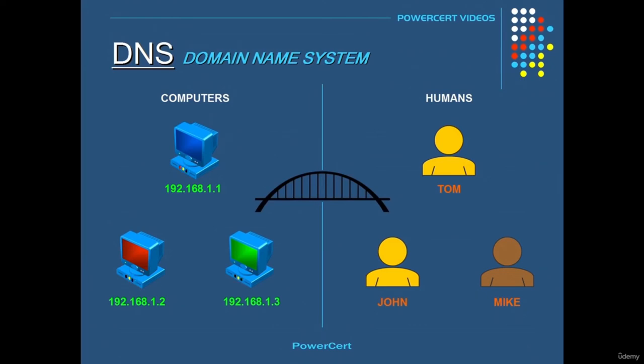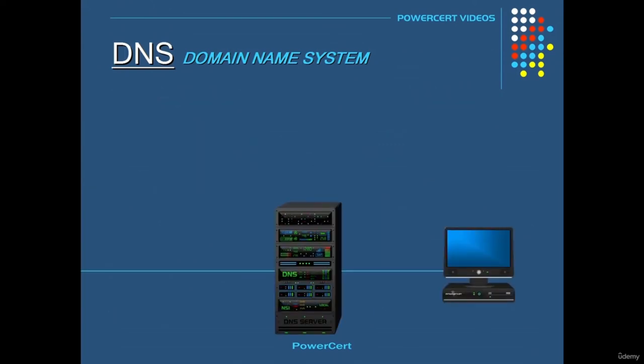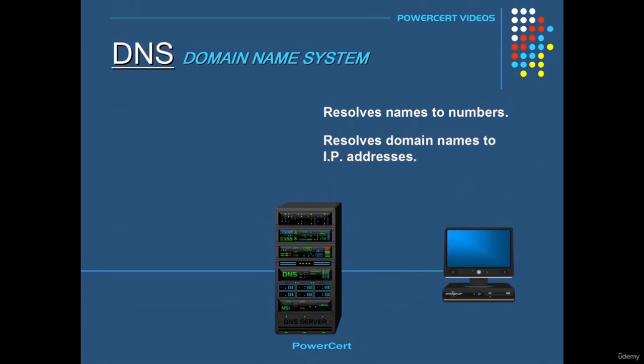So in order to bridge the communication gap between computers and humans and make the communication a lot easier, networking engineers developed DNS. And DNS stands for Domain Name System. And DNS resolves names to numbers. To be more specific, it resolves domain names to IP addresses. So if you type in a web address in your web browser, DNS will resolve the name to a number, because the only thing computers know are numbers.